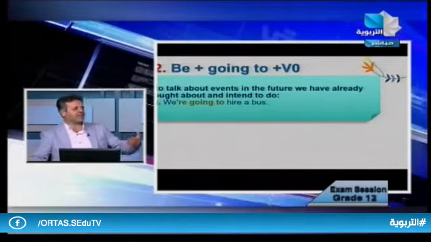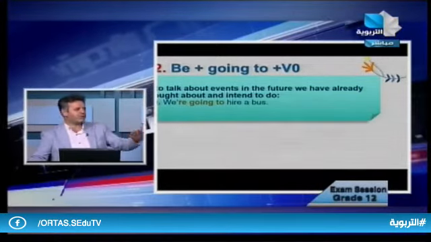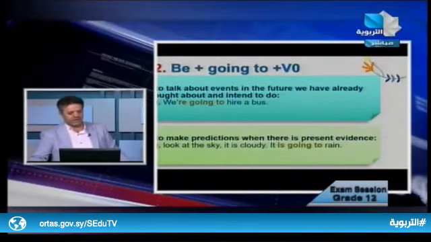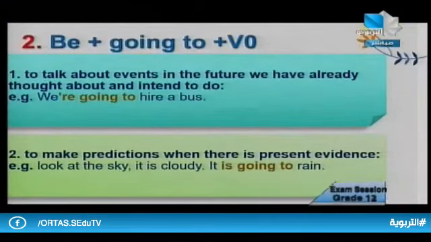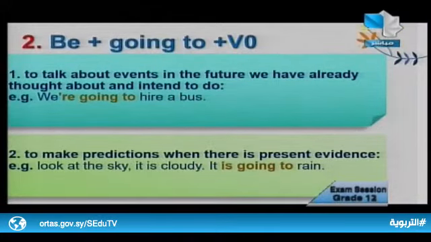Another example, I'm now saving money. I'm going to buy a new mobile. That's it. Another use, the second use, is to make a prediction about the future when we have evidence. For example, look at the sky, look at the clouds. It's cloudy. It's going to rain. So here I have clear evidence, which gives me an assurance that it is going to rain, 90%. I'm sure that it's going to rain because the sky is cloudy. Good.